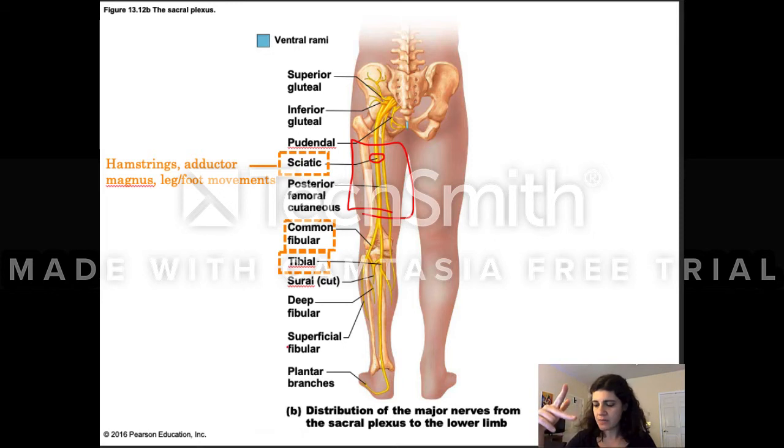And there is a very important bifurcation or branching of the sciatic nerve. That is the common fibular, which is here, and the tibial, which is here. And these two branches are important in innervation of lower leg muscles, okay? Posterior, right?